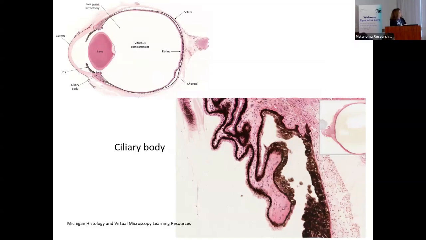Here's a cross section to show the ciliary body. And what you can appreciate, you don't have to know everything that's going on here, but there's pigment here, right? The pigment is inside melanocytes. So the melanocytes make the pigment. Pigment protects the eye from the damaging rays of sunlight.